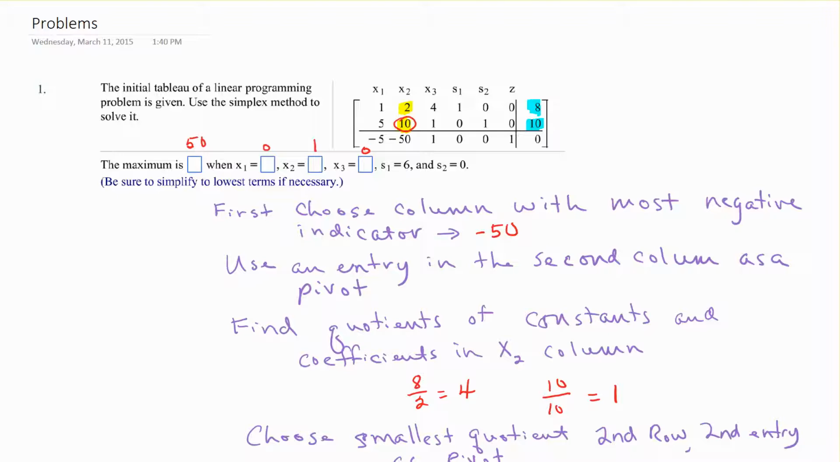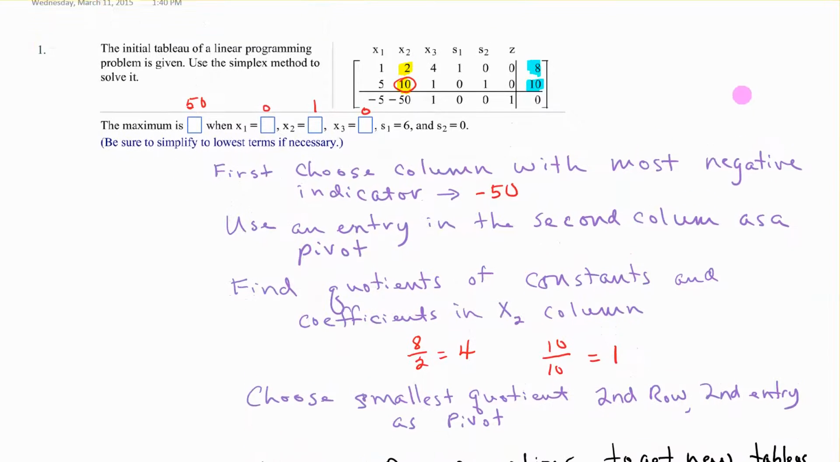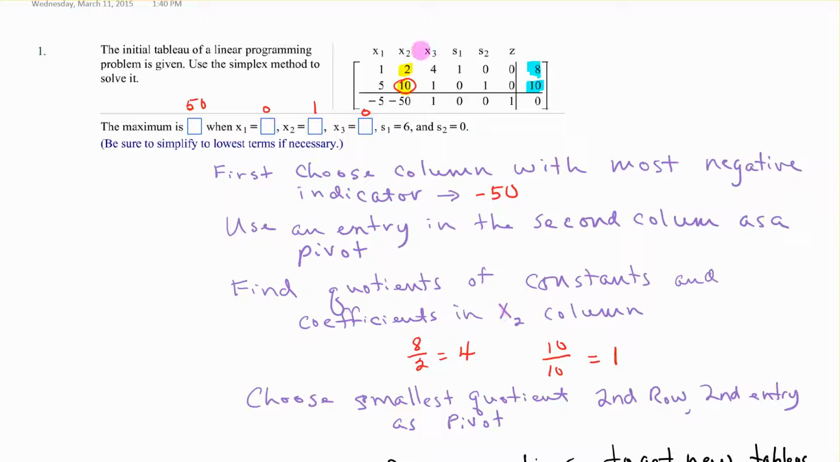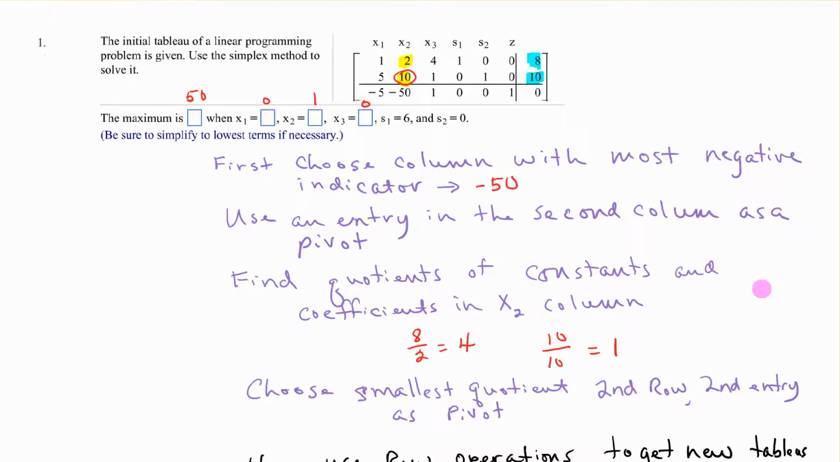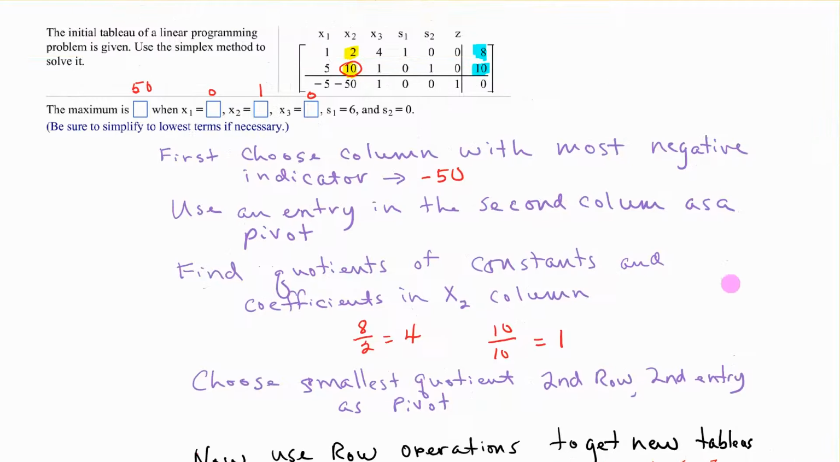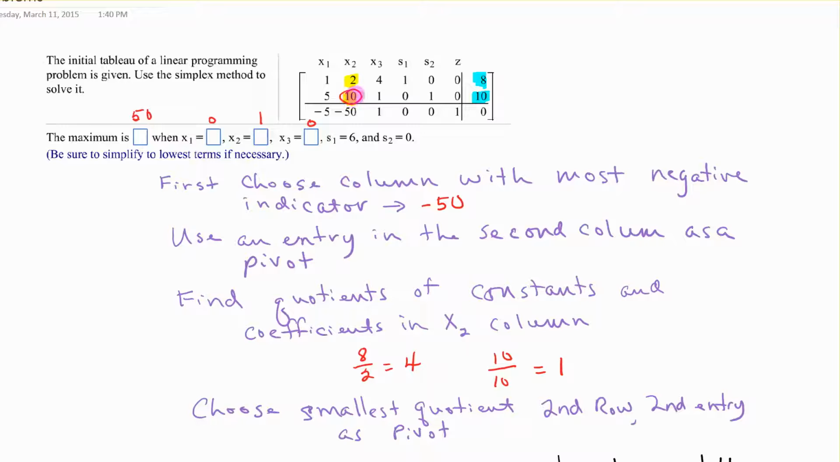All right, so we want to go to the first column with the most negative indicator, and so that's what we're going to do first. So we find negative 50 is the most negative there, and then we'll use an entry in the second column as a pivot, so it's going to be one of these. We need to compare the ratios of 8 and 2 and 10 and 10. We do that, we find the quotients of the constraints and coefficients in that column. So 8 divided by 2 is 4, 10 divided by 10 is 1. We'll choose the smallest quotient and use it. So second row, second column, I've circled it, that's our pivot.